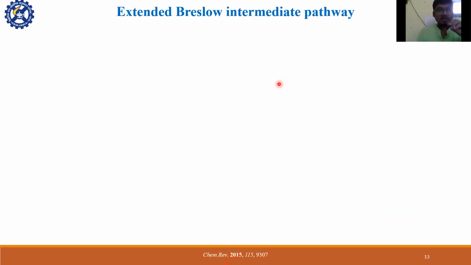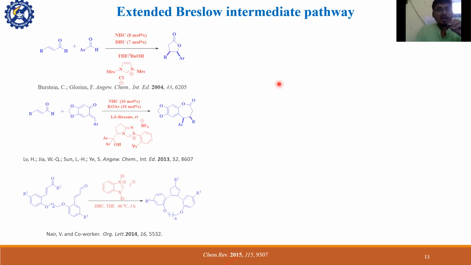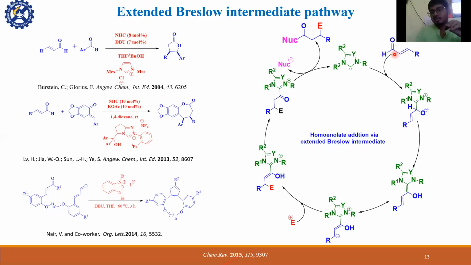Later, the extended Breslow intermediates. These are the extended Breslow intermediates, used in reactions for the synthesis of 7- and 5-membered cyclopentenes. In these reactions, the mechanism is like this. NHC reacts and forms this intermediate. Again, this intermediate undergoes proton transfer and forms this Breslow intermediate, and this is known as the extended Breslow intermediate.